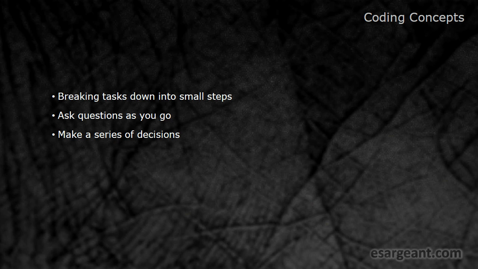Next thing you have to understand about coding is that it's about asking questions as you go. Programs rarely run from start to finish in just one go. What they typically do is they look at data, evaluate it, ask questions, etc., and then act on those decisions. So that's just it. You're making a series of decisions as you go through your program.